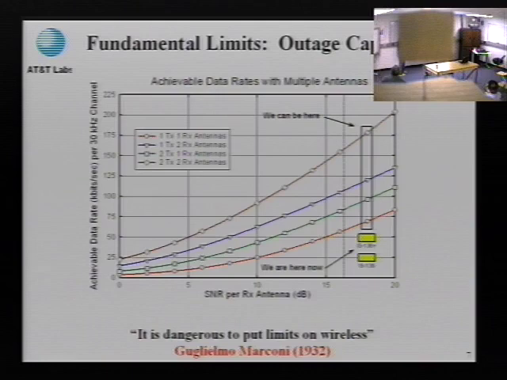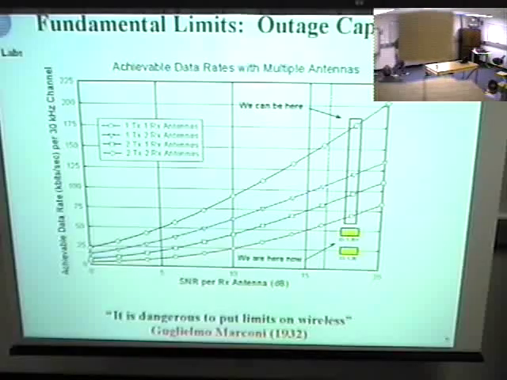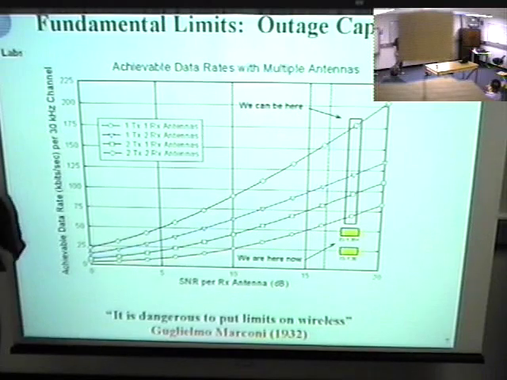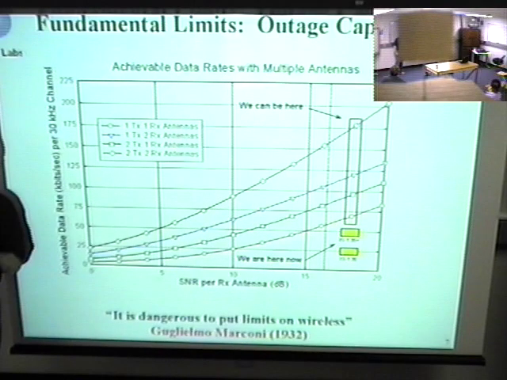And what we've done here is we've drawn outage capacity for different antenna situations. The different antenna situations are that we have one or two antennas at the transmitter and at the mobile. So this is the baseline, one transmit, one receive. And what's theoretically possible, this is two transmit, two receive. This is one transmit, two receive. And this is two transmit, one receive.